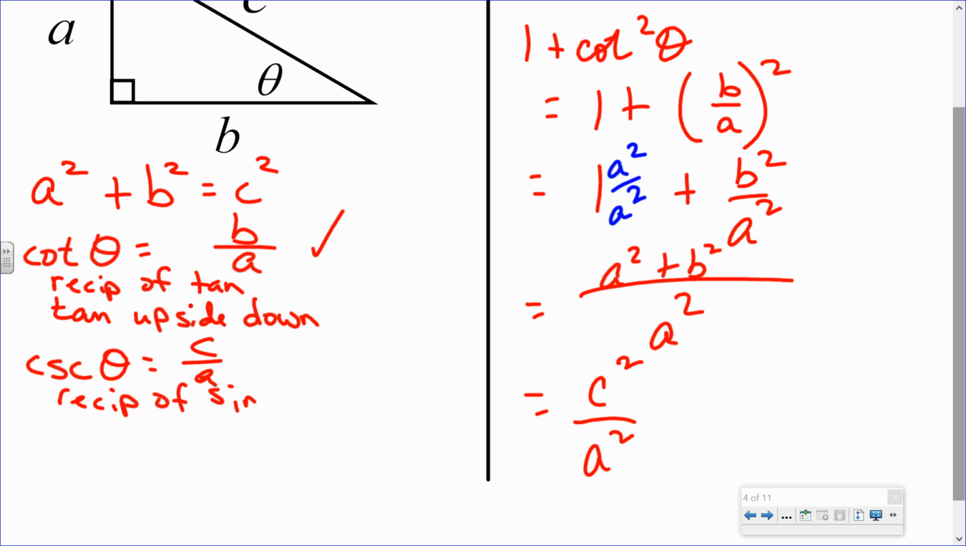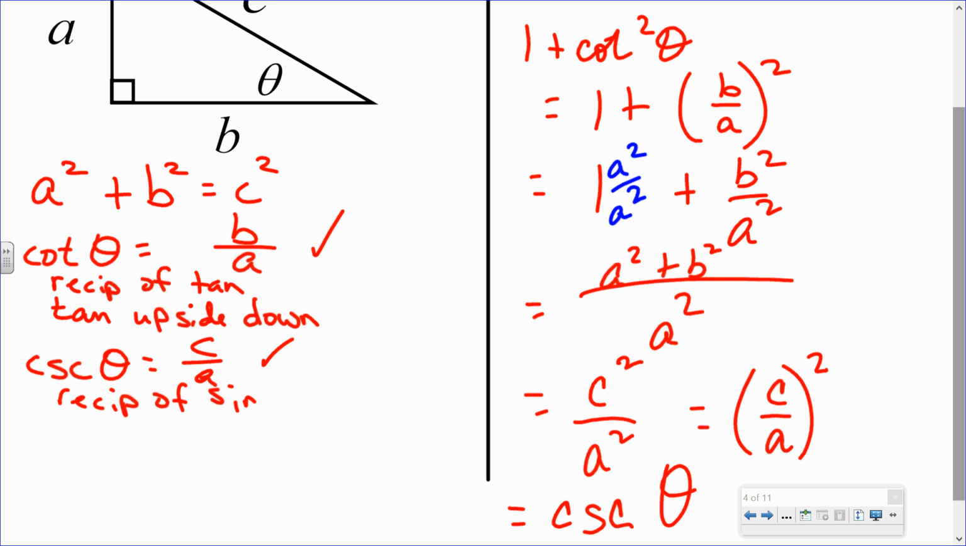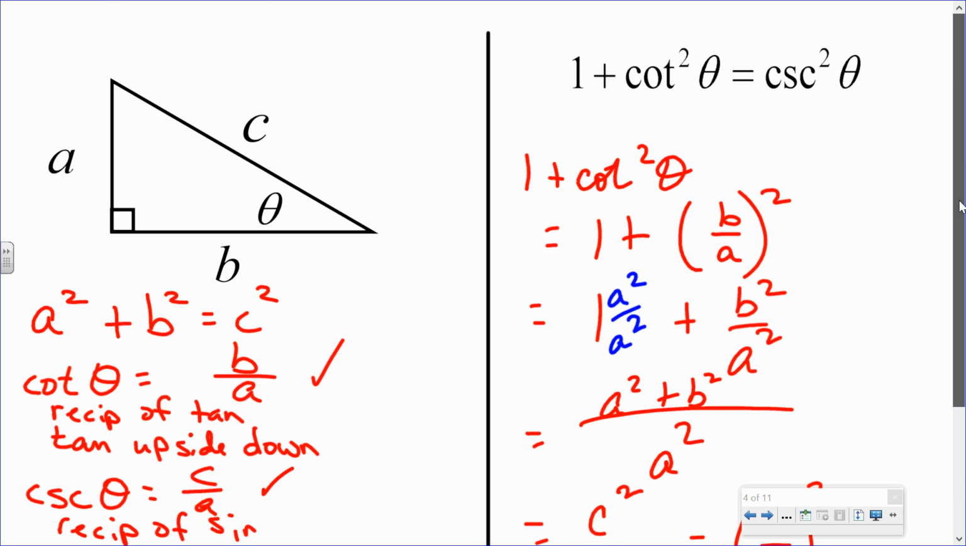Wait a minute. What do I do with that? Oh, wait a minute. I've got a c over a, don't I? I've got c over a. So that is the same as c over a times c over a. But c over a, we just said, is cosecant. But I had cosecant times cosecant, so cosecant squared. Is that what we were trying to get to? So we've proven that one.